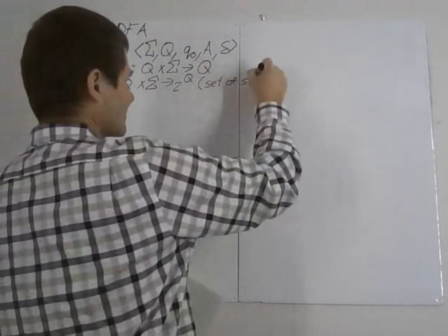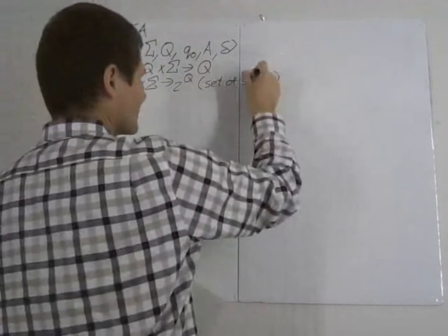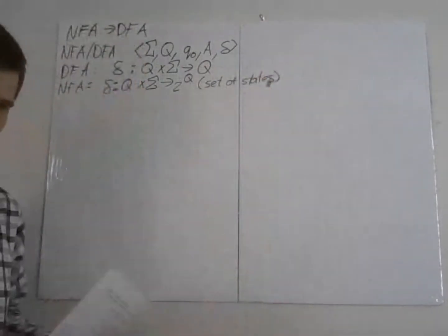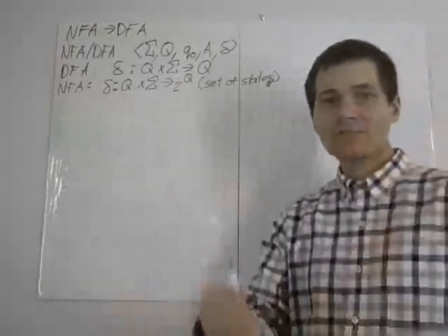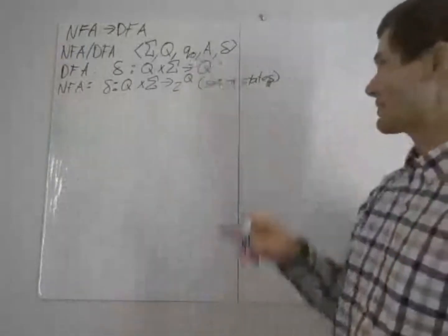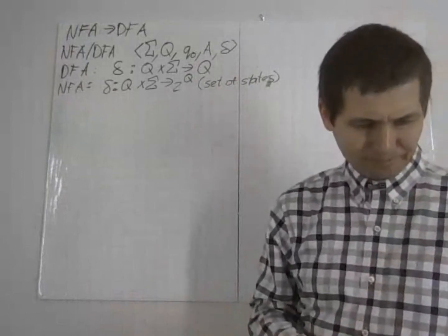But really, that's just a way of saying a set of states. Okay, so the only difference is that for a DFA, the transition function returns one state. For an NFA, it returns a set of states.